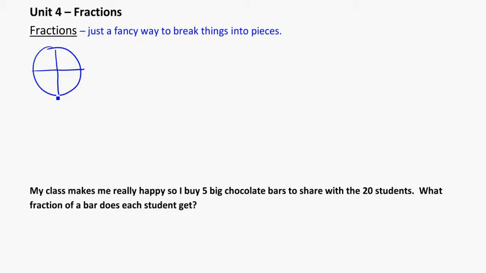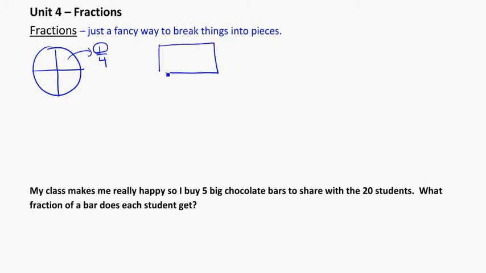If I was careful, I might be able to break it exactly into 4 pieces, 4 equal pieces. So each of these pieces is equal to each other, and there's 4 of them in the total, so one of those would be a quarter, meaning that I've taken the one plate and I've broken it into 4 pieces.